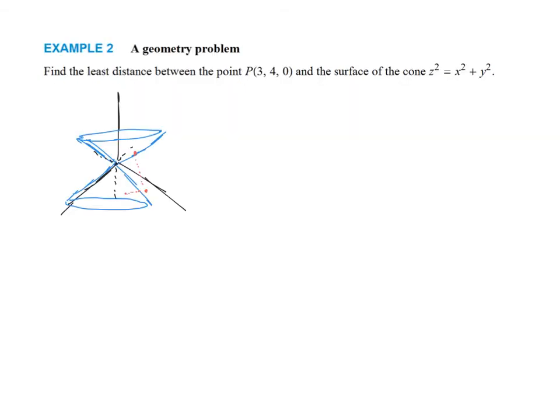All right, so in this last example from this section, we're trying to find the least distance between a point P, (3, 4, 0), and the surface of this cone z squared equals x squared plus y squared.